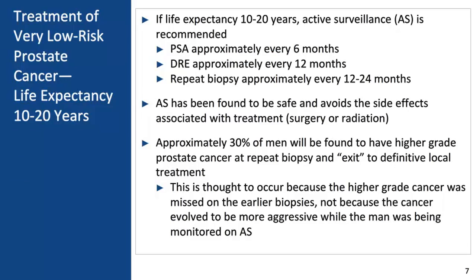This is done by doing a PSA approximately every 6 months, a digital rectal exam approximately every 12 months, and a repeat biopsy approximately every 12 to 24 months. Active surveillance has been found to be safe and avoids the side effects associated with treatment with surgery or radiation. While on active surveillance, approximately 30% of men will be found to have higher grade prostate cancer at repeat biopsy and exit to definitive local treatment. This is thought to occur because the higher grade cancer was missed on the earlier biopsies, not because the cancer evolved to be more aggressive while the man was being monitored.